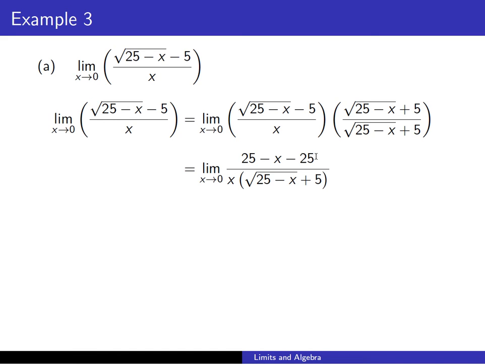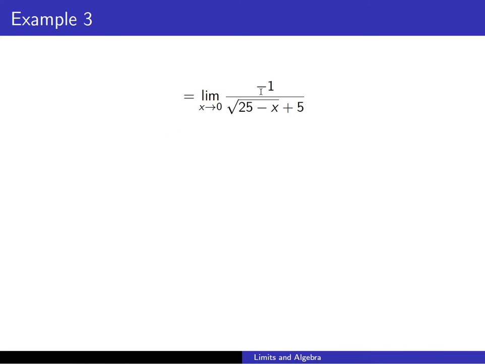And in the denominator, rather than distribute the x to both terms, we're going to leave it in its factored form, much like we did in the last video with complex fractions. So when we simplify our numerator, 25 minus x minus 25 gives us negative x. And now we have this negative x over x, which is why we didn't distribute it to both terms in the denominator at this step. So negative x over x simplifies to negative 1.